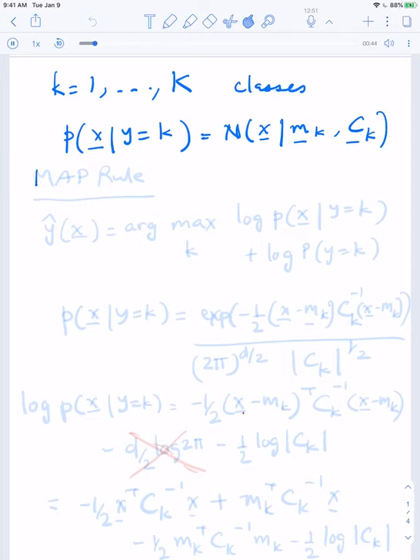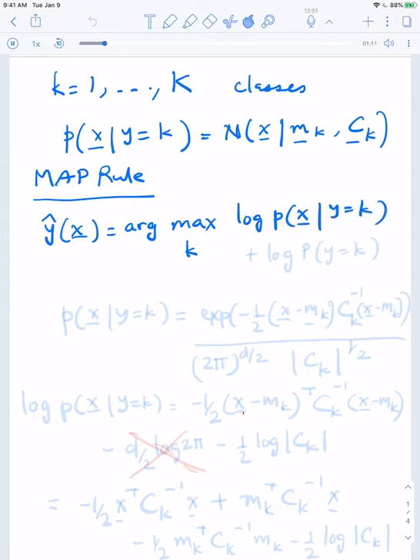And we know that the MAP rule can be written as: y hat, when you see a particular data point x, is you just maximize over k, and I'm going to write down the logarithmic form of the MAP rule. Log of the conditional density plus, if they have different priors, it becomes relevant, the prior probability of the kth class, right? That's the form of the MAP rule.